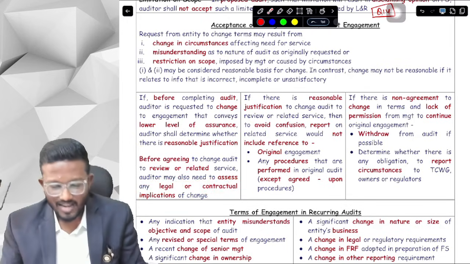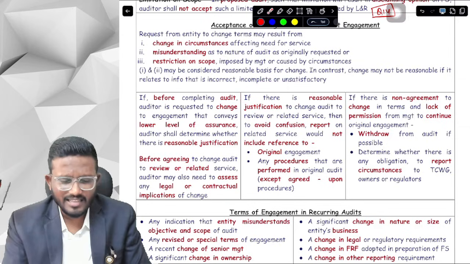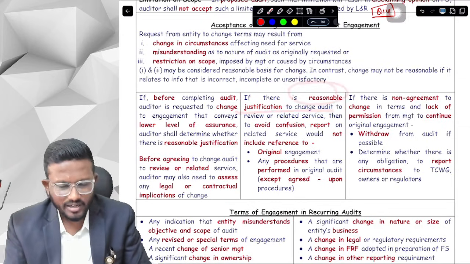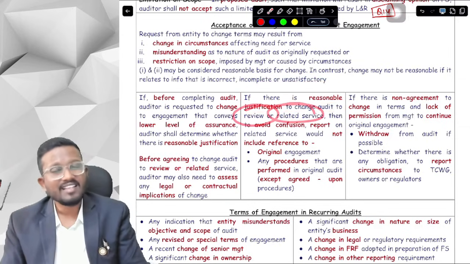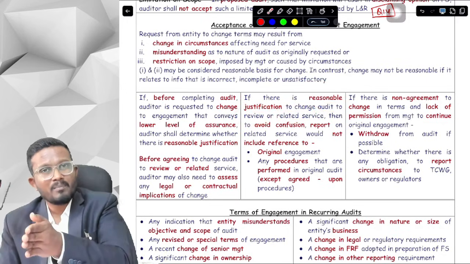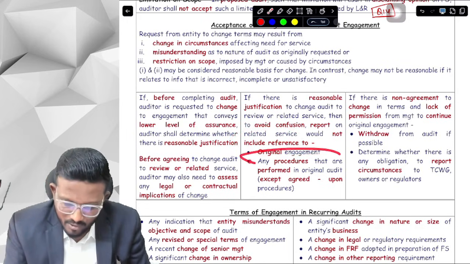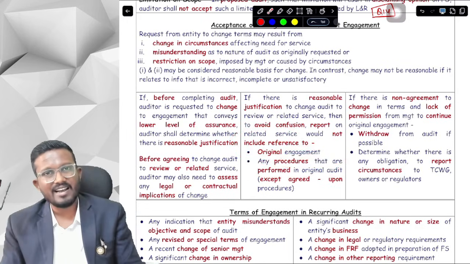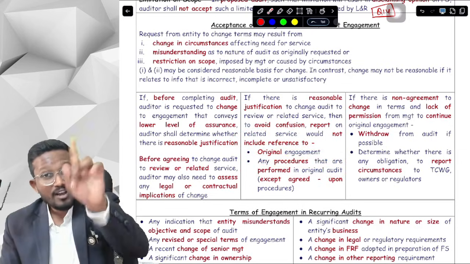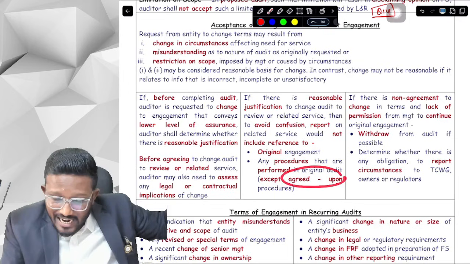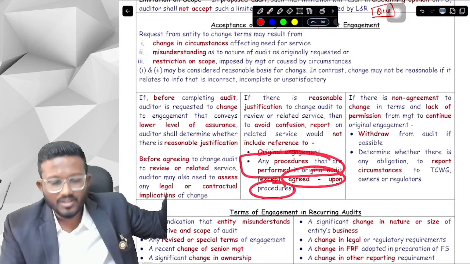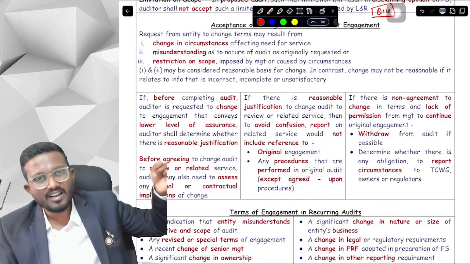Okay, yes sir. Now, if we see that there is a reasonable justification to change the audit to either review or related services, then to avoid the confusion, the report which we'll be preparing should not include any reference to the original engagement or any of the procedures that were performed in the original audit engagement, except if the audit is changed to agreed upon procedures, then we can include the reference to the procedures that were performed in the audit engagement.